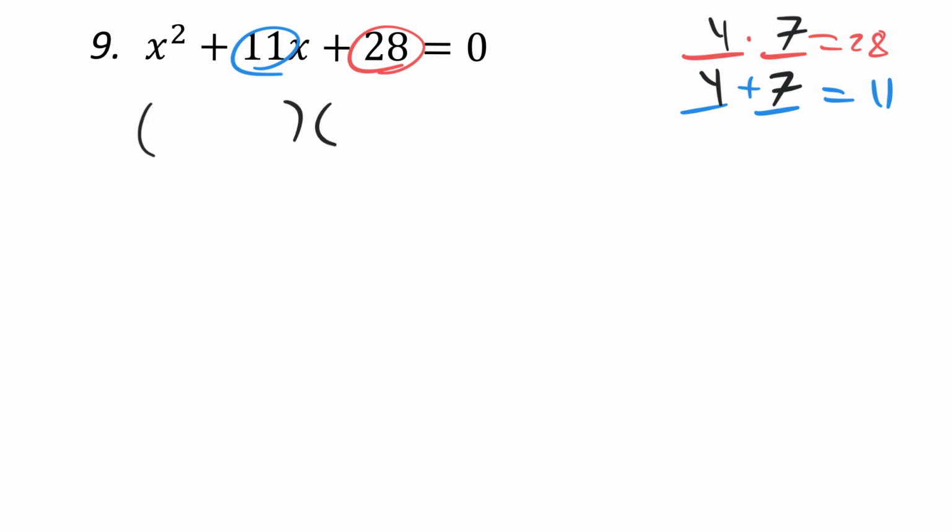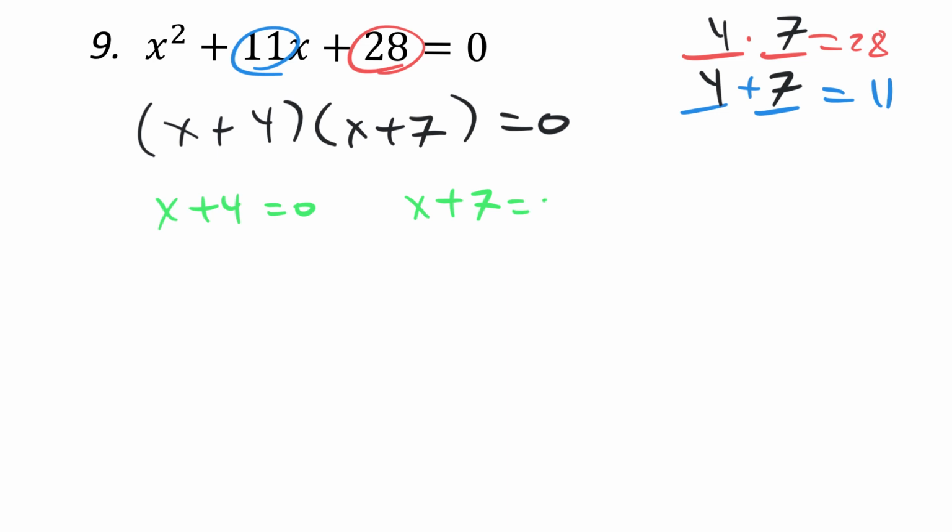So we get x plus 4, x plus 7. Then we set each one of those equal to 0. That gives us x equals negative 4, x equals negative 7.